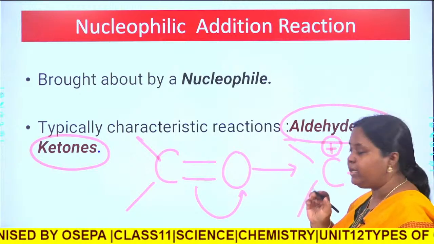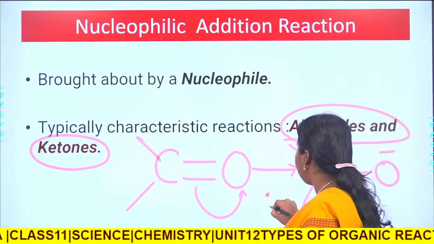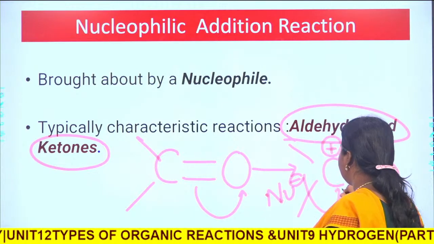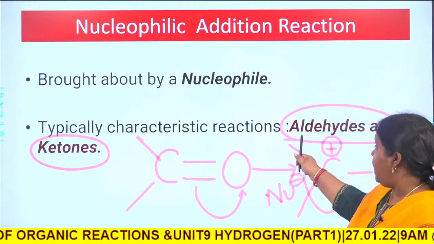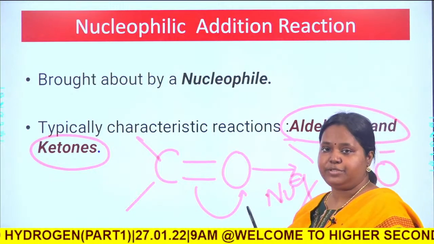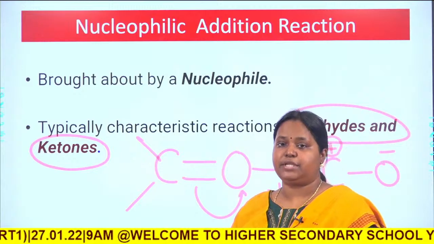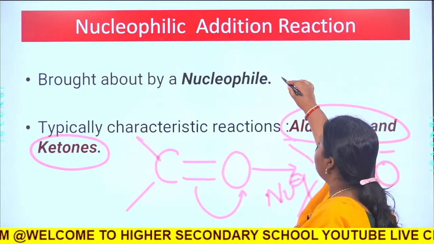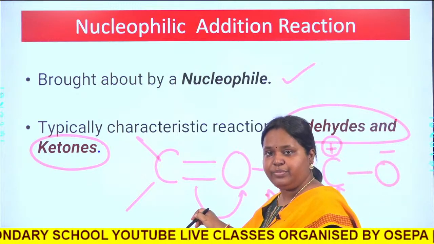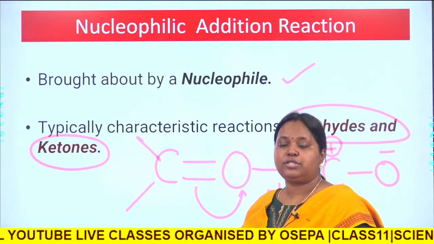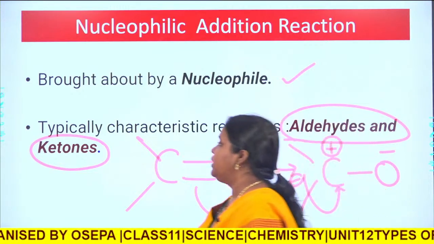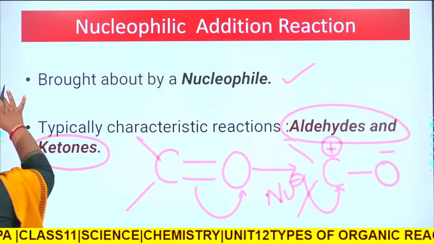A nucleophile, a negative charge, will attack the positive center. Hence aldehydes and ketones, where the carbon is having partial positive charge, are attacked by a negative charge, that is a nucleophile, hence they undergo nucleophilic addition reaction. There is a double bond so there will be addition, the carbon has a positive charge so the nucleophile attacks. Remember: nucleophilic addition reaction. Next, electrophilic addition reaction.